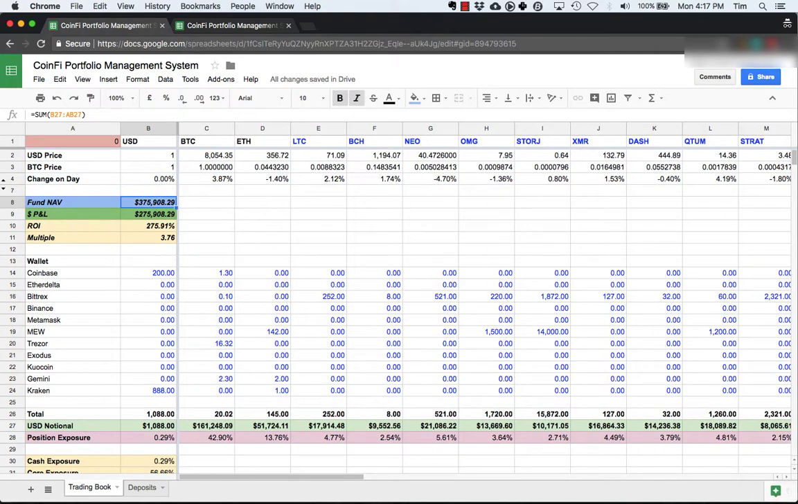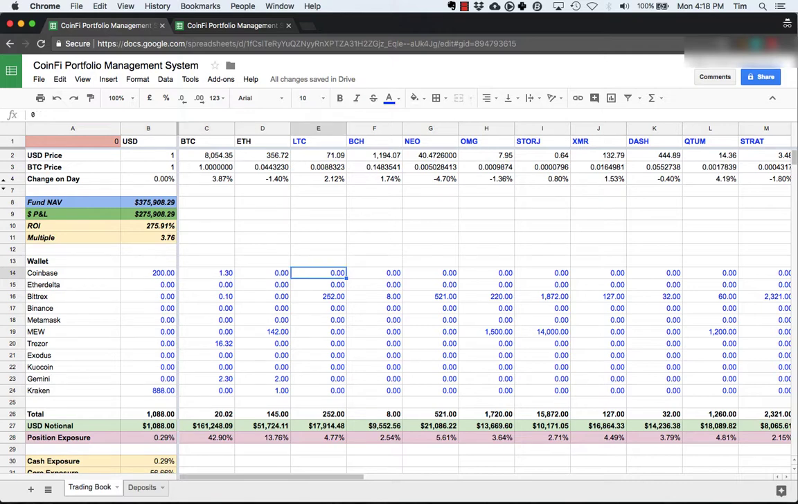Now the most important thing that I look at is this fund NAV and profit area. So this is actually how much, if I liquidate everything, how much it'll be worth immediately now. Profit and loss is since the day I invested, how much money I've actually made or lost. And then these are just ROI numbers, so your percentage ROI. So I've made 275%, and the multiple is just your fund size divided by your total amount invested. So how many times are you up? So if you made 100%, you're up 2x. So that's really what it is.